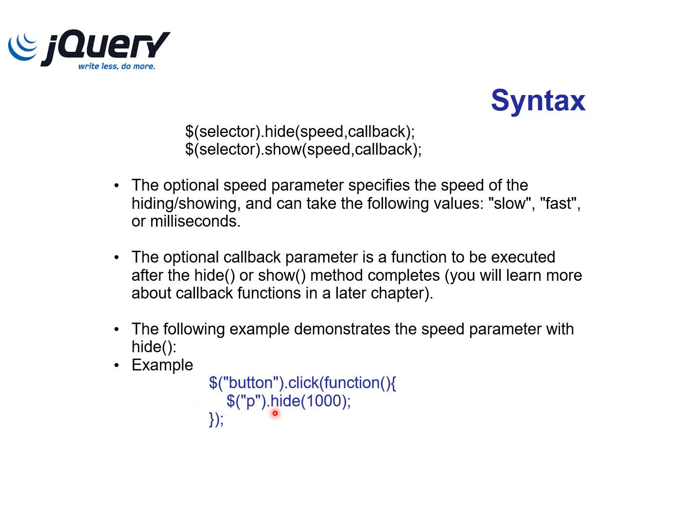The following example demonstrates the speed parameter with hide. $("button").click function, $("p").hide(1000). So if a click occurs on the button, the paragraph p will be hidden in 1000 milliseconds. Here we can see that we can add speed parameters to the hide and show functions.